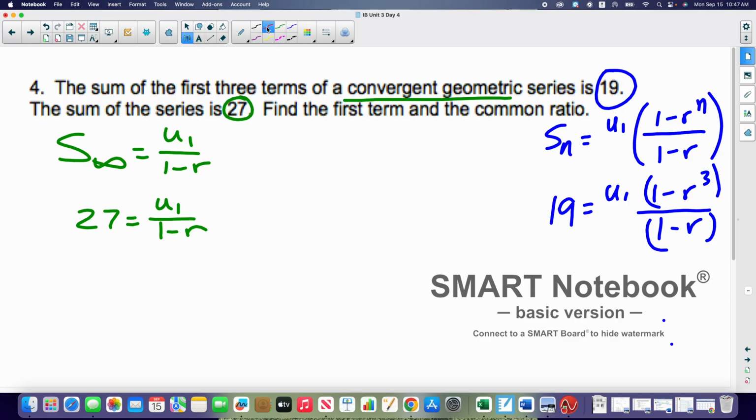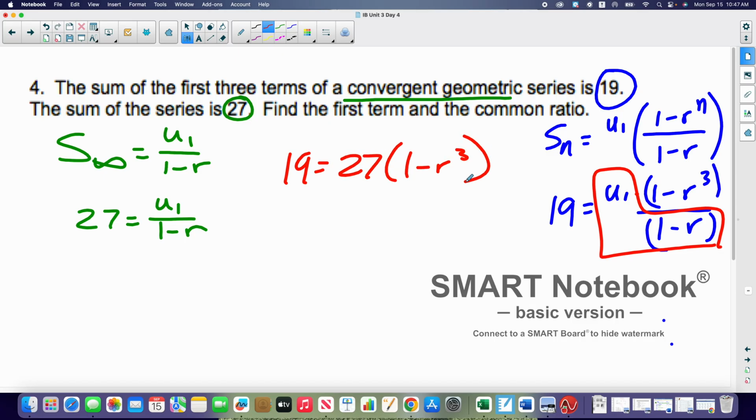This is what I'm going to do. On the bottom here, I have a 1 minus r. On the top, I have a u1. So I have a u1 over 1 minus r. Is that important? That's the same as this over here, correct? U1 over 1 minus r is equal to 27. So what I can do here is say 19 equals 27 times 1 minus r cubed. I substituted: I took the u1 over 1 minus r out, and put what it's equal to, 27, here. Everybody okay with that?